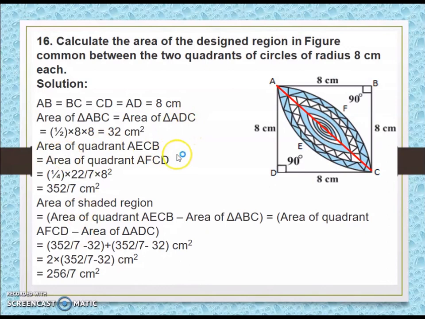Then the area of the quadrant. That also you can find out, 1/4 of pi r square, radius is given to you. So you can find the area of the quadrant. So area of the segment will be area of the sector, that is area of the quadrant, minus area of the triangle. When you subtract these two, that will give you the area of one of the segments. But you will have to double that to find the area of the entire shaded region. So the final answer will be 256 by 7 centimeter square.